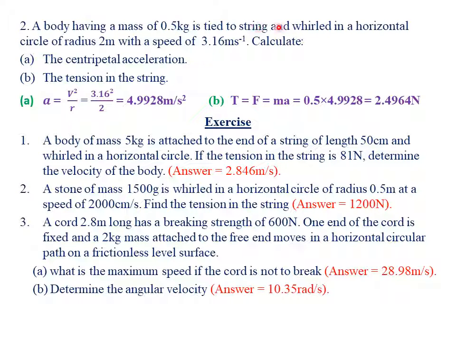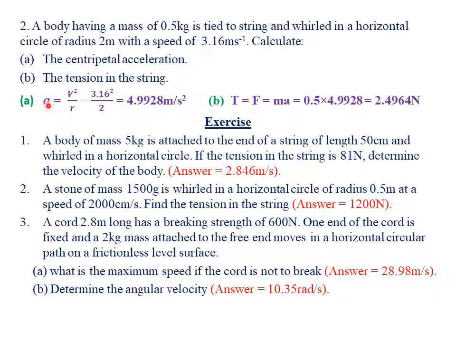Lastly, we look at our second example, which reads that a body having a mass of 0.5 kg is tied to a string and whirled in a horizontal circle of radius 2 meters with a speed of 3.16 meters per second. Calculate part A, the centripetal acceleration. Because we are given the mass of the body, which is 0.5 kg, we are also given the radius r, which is 2 meters, and the linear velocity, which is 3.16 meters per second, or simply the speed.